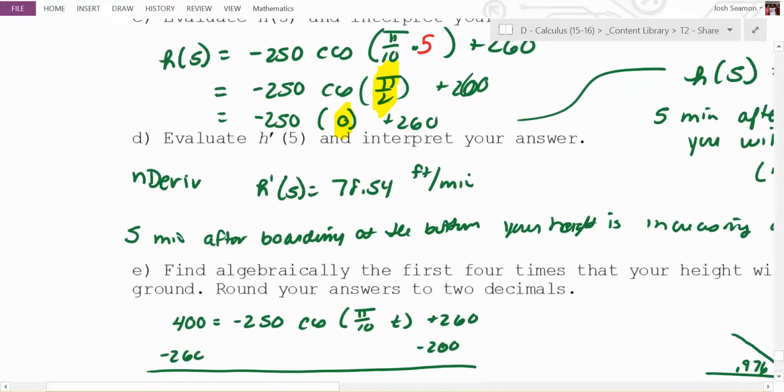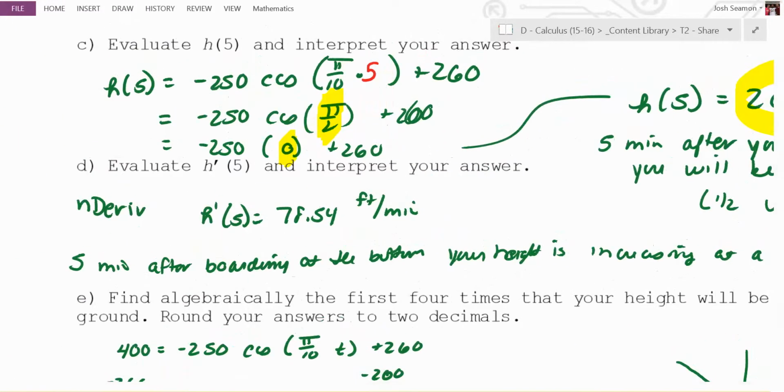Nice. And then it says evaluate h prime of 5. What do you need in order to evaluate the derivative of this at this point? You need your calculator. Do you know how to do derivatives on your calculator? Yes. We should know how to do that. So you use your calculator. You get this right here. Very nice.